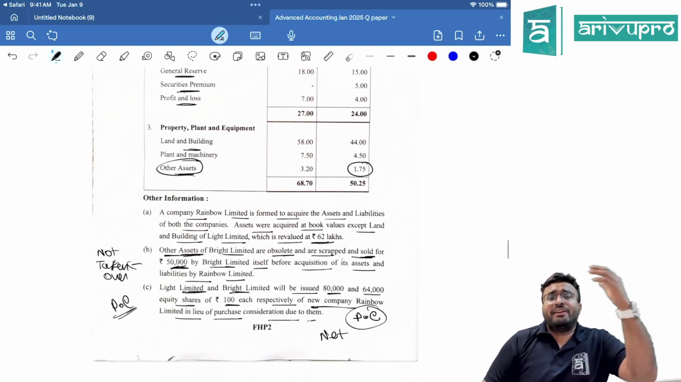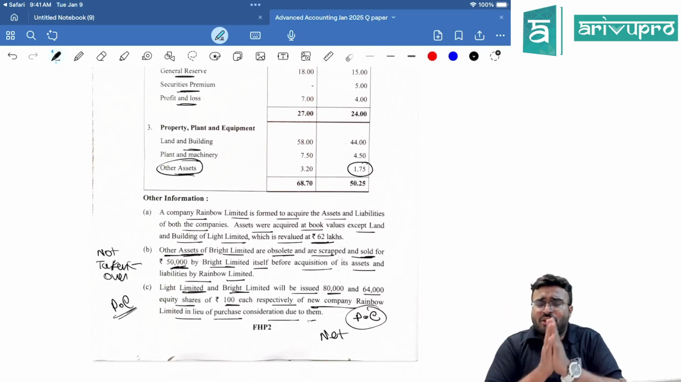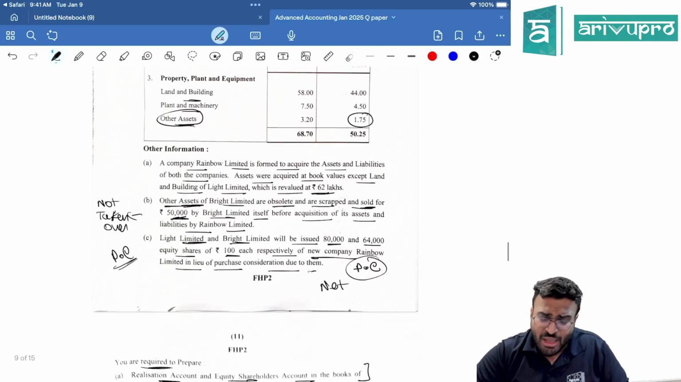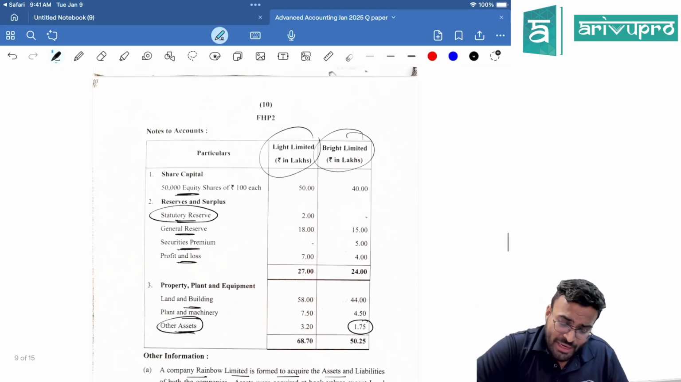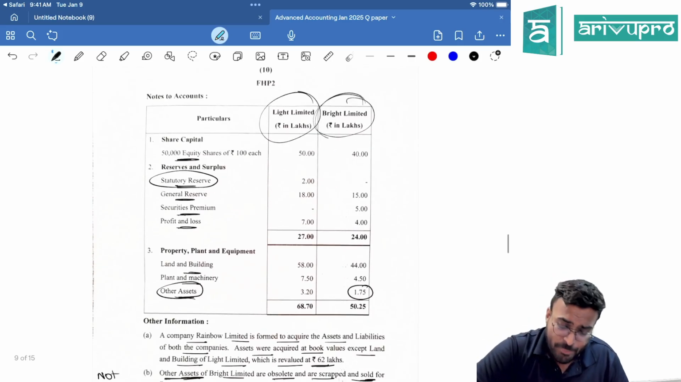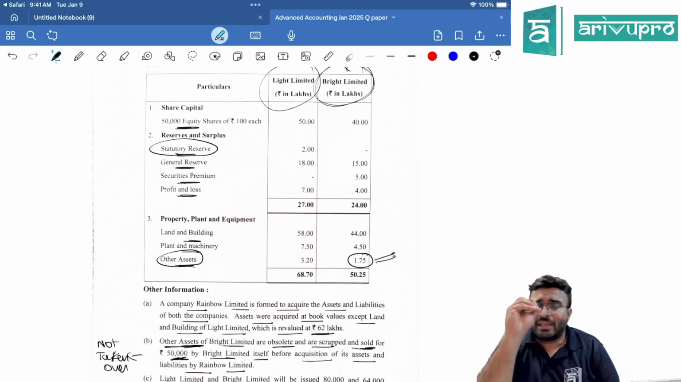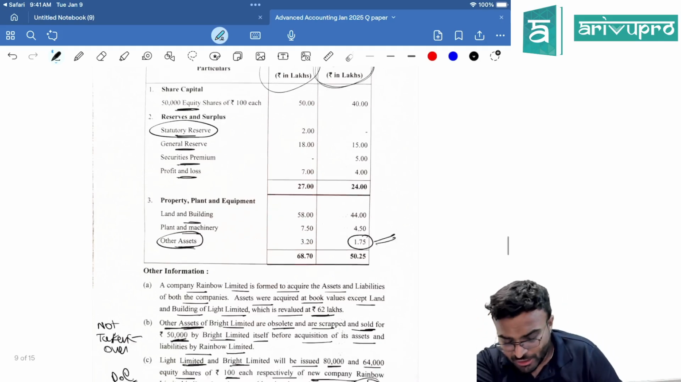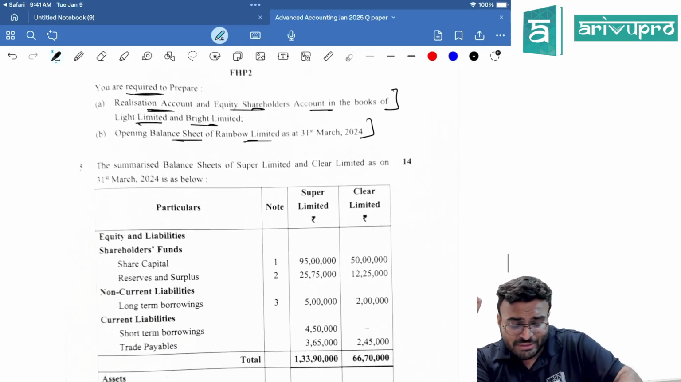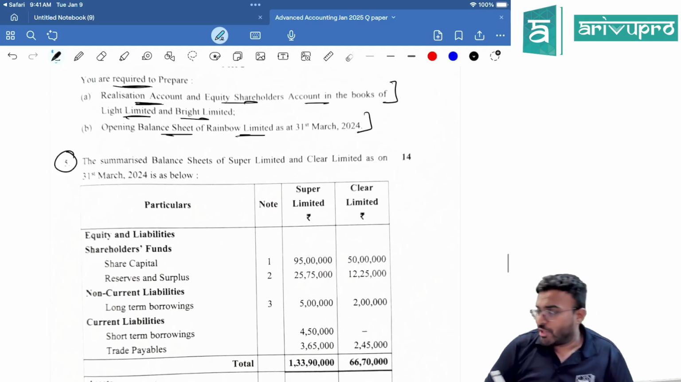But the thing is, when you have to prepare realization account and shareholders account for both the companies, it's going to take some time. When you prepare for Light Limited, everything is taken over. But when you prepare for Bright Limited, this is not taken over. So you have to be careful when you're preparing realization account. Yes, guys, that should be it with that particular question. Let's go into question number 5.